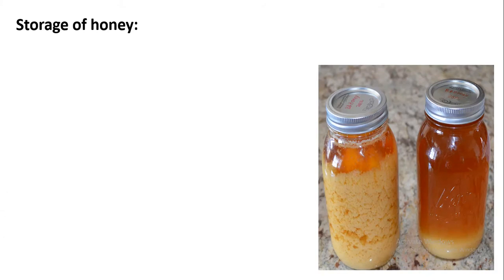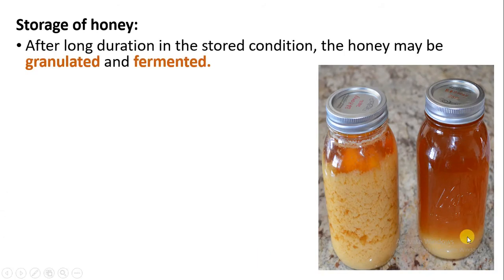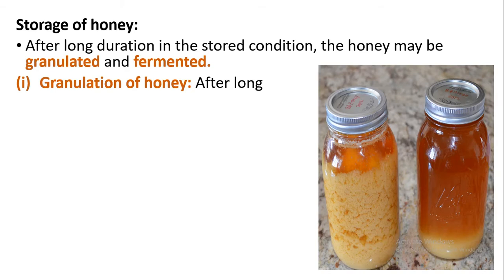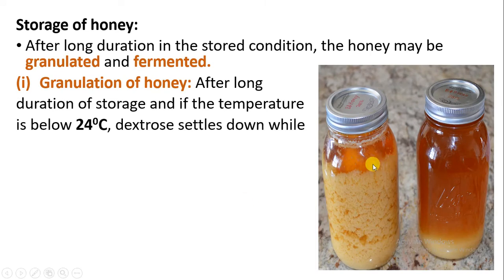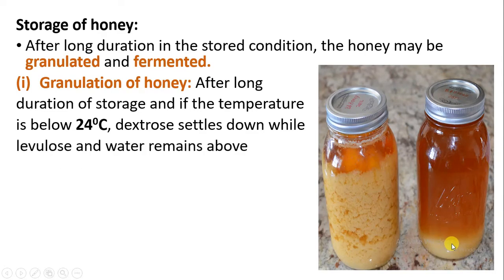Here now we will talk about the storage of honey. When honey is kept for a long duration, it may get granulated, it may get fermented. Okay, so first we will talk about the granulation of honey. After a long duration of storage, if the temperature is below 24 degrees Celsius, what happens is, as we know, levulose is present in honey, and dextrose is present. Slowly the dextrose will settle down, and what remains is levulose and the water content, which will be seen in the upper region.